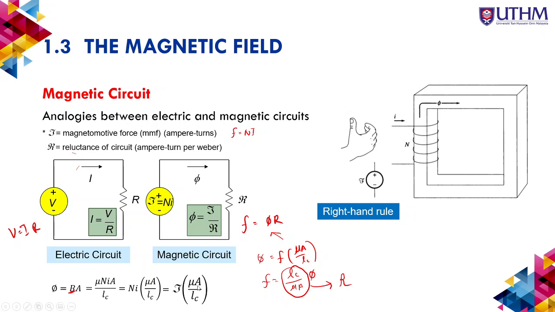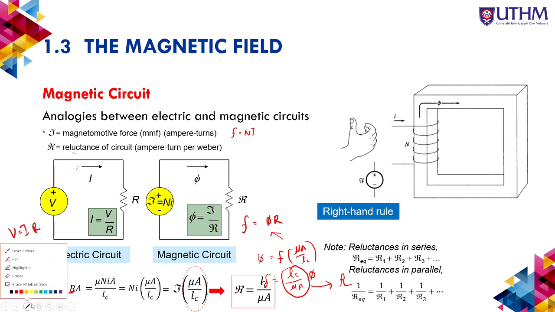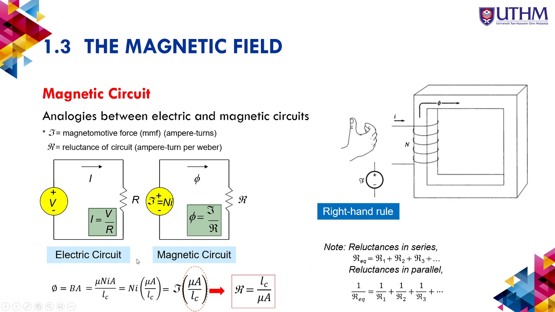So it means the reluctance is inverted, so you need to invert it. We need to rearrange the main equation. We cannot just directly use the given equation without manipulating it. This one is inverted. So the reluctance is equal to L_C divided by mu times the area.